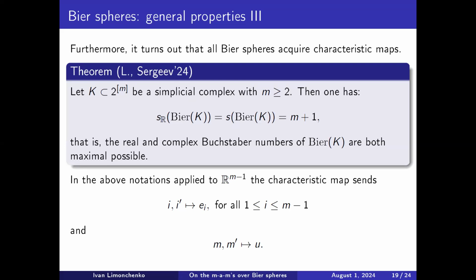And the corresponding characteristic map that corresponds to this Buchstaber number simply sends i and the corresponding i prime from the Alexander dual complex to e_i. And we can send m and m prime to u, where u stands for the sum of standard basis vectors e_1 plus e_2 plus etc. plus e_{m-1}. Here you have R^{m-1}, so you have m minus 1 standard basis vectors. Their sum is u. And here are the explicit formulas for this characteristic map.